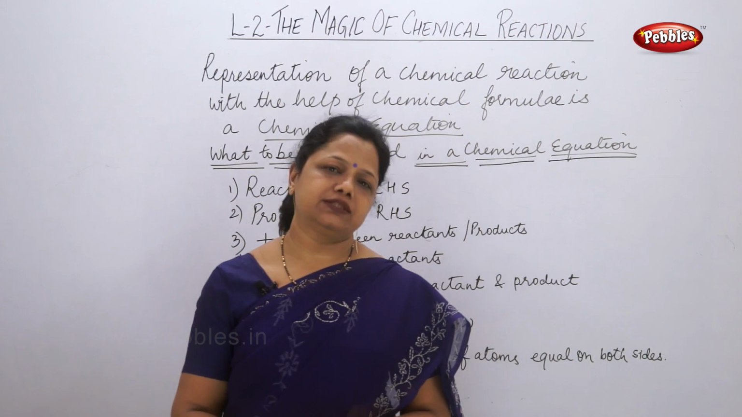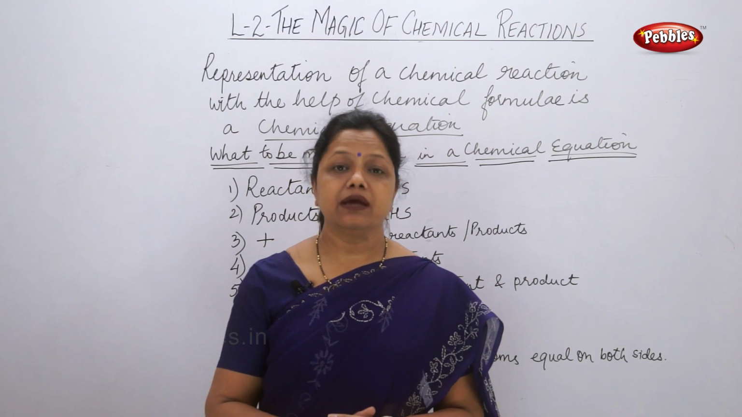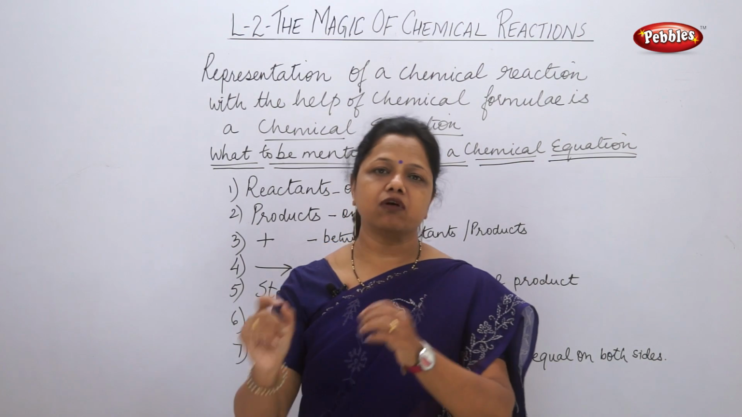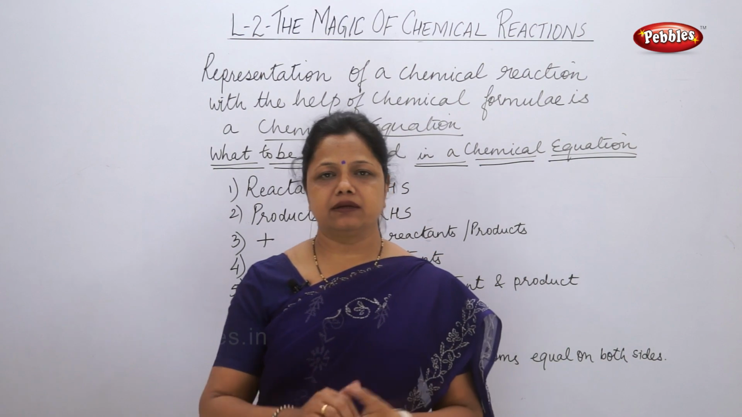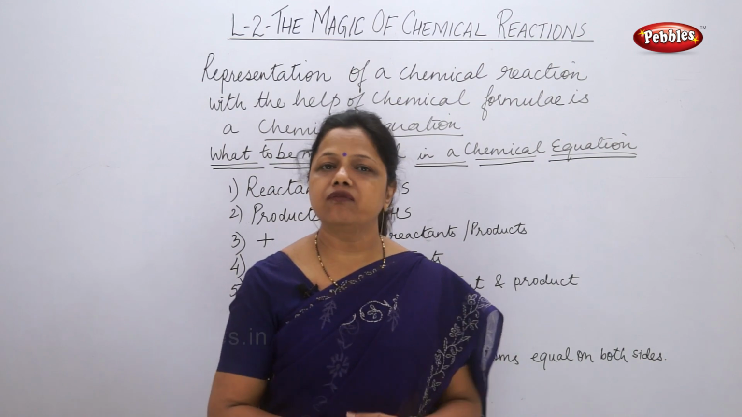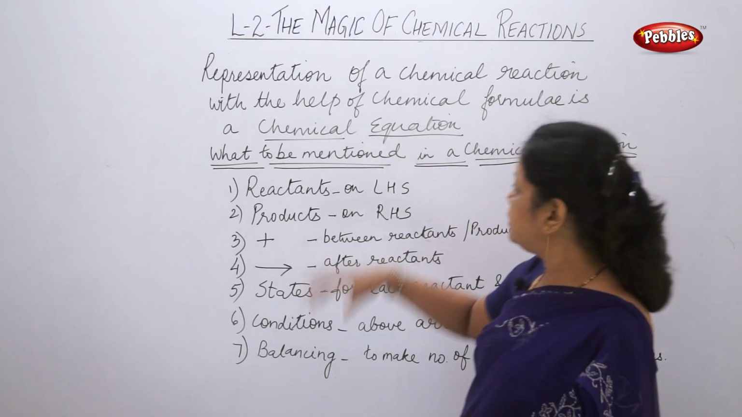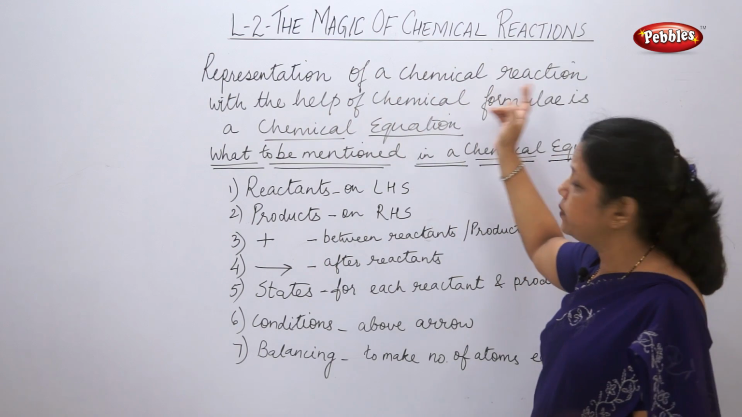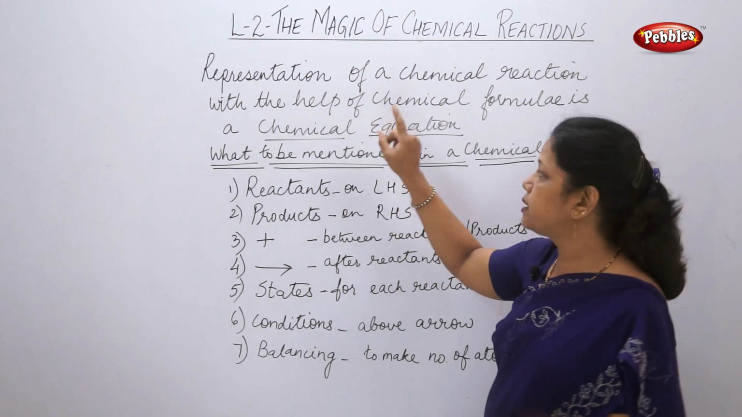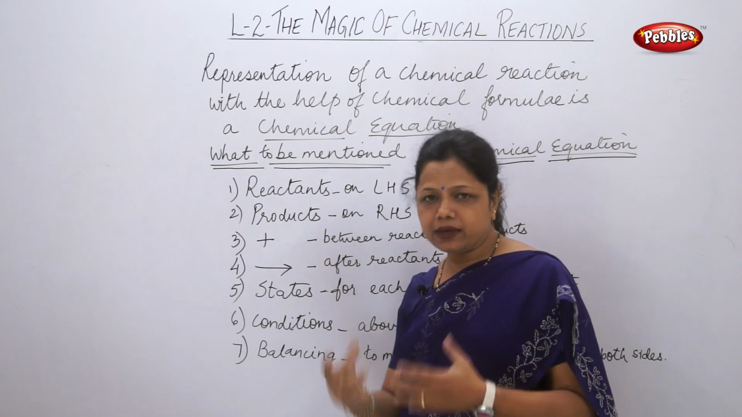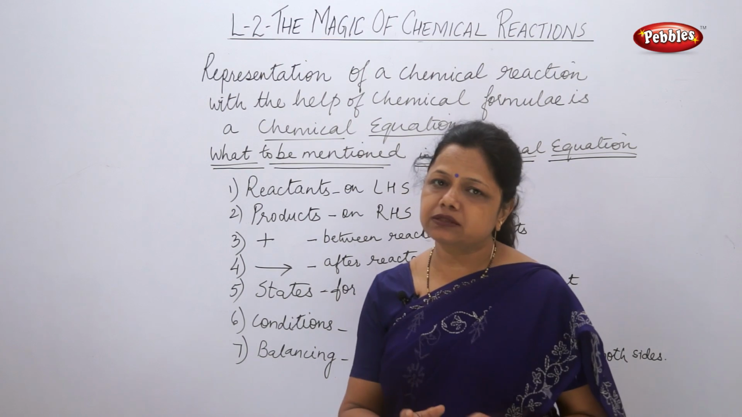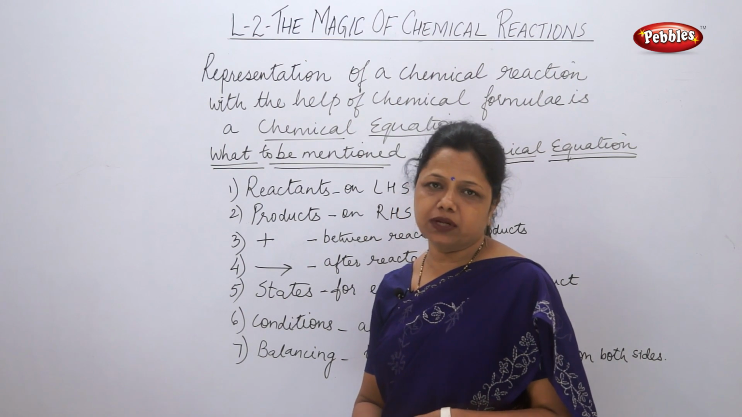But how to show that change? How to write the chemical reaction? The chemical reaction can be written with the help of symbols and formulas. I had told you about that, taking some examples. But what is the actual definition of a chemical equation? I have written this: the representation of a chemical reaction with the help of chemical formulas is a chemical equation. So the chemical equation involves writing the reactants and products with the help of symbols and formulas.